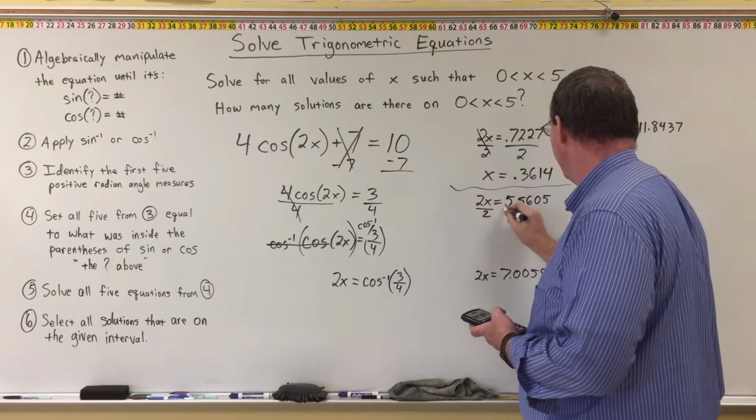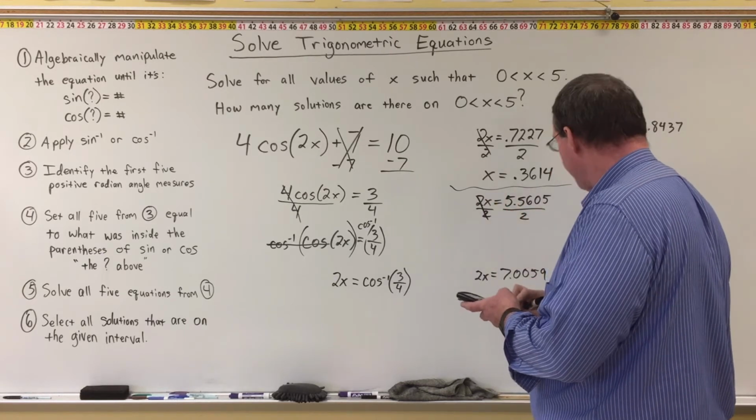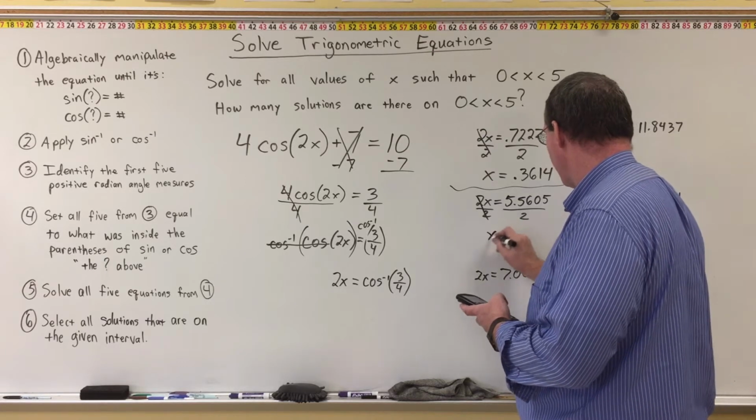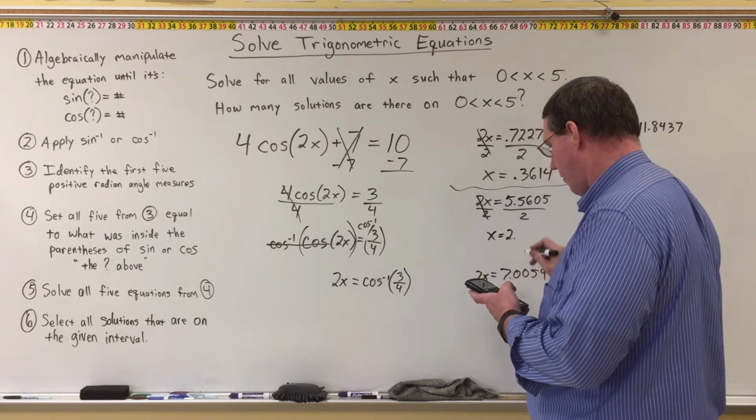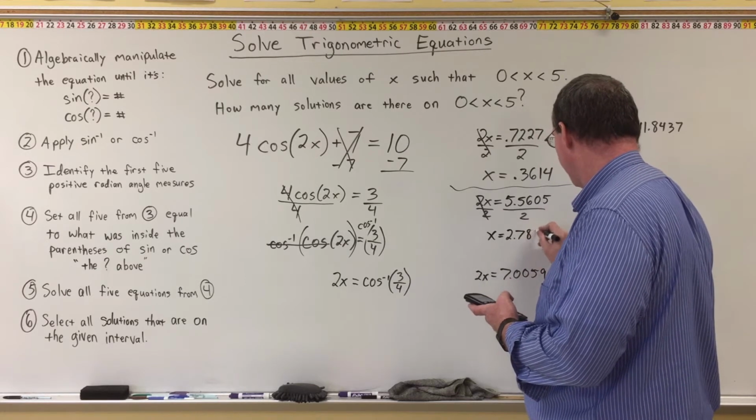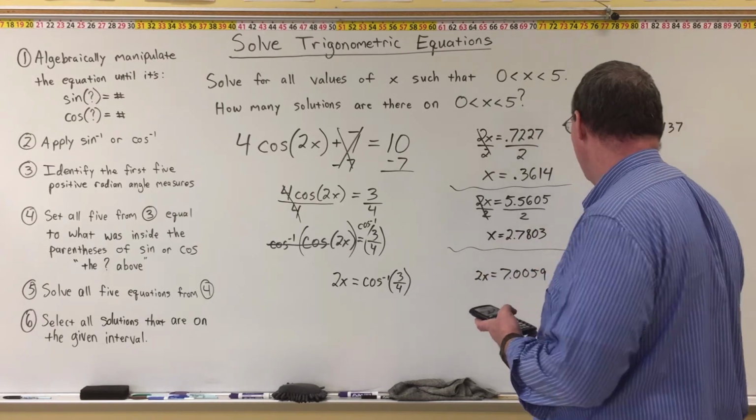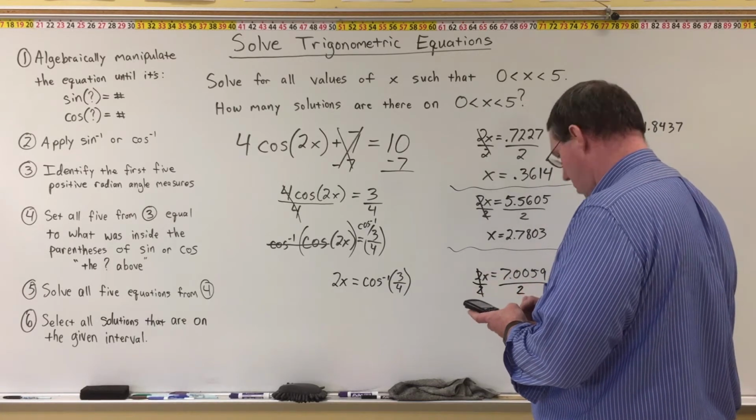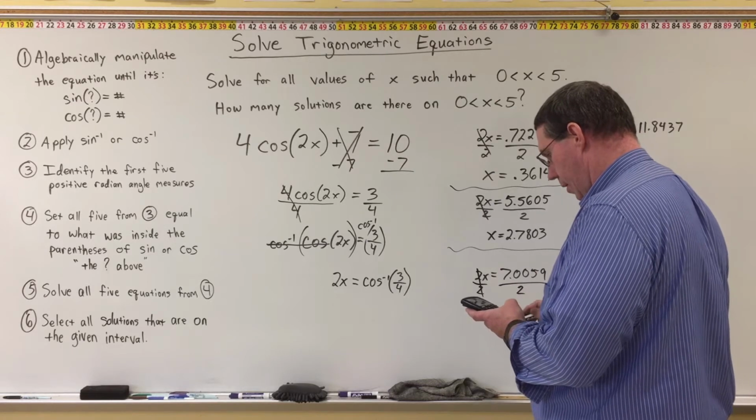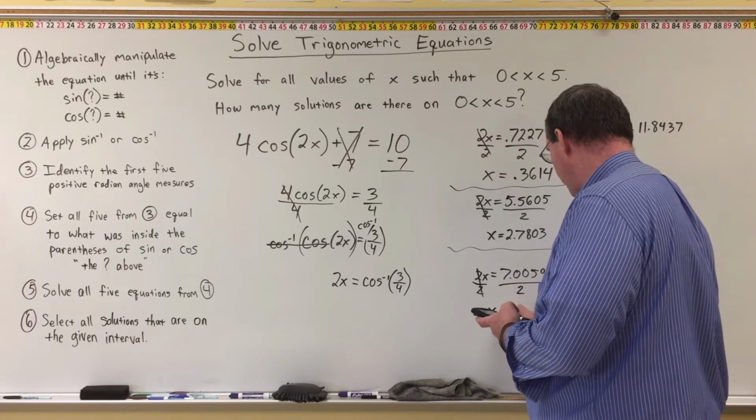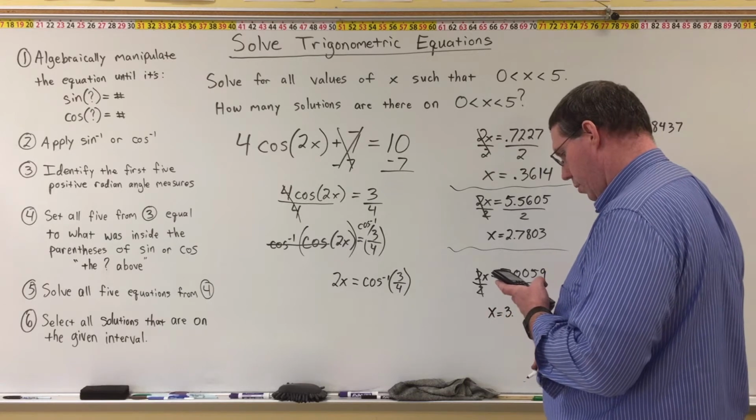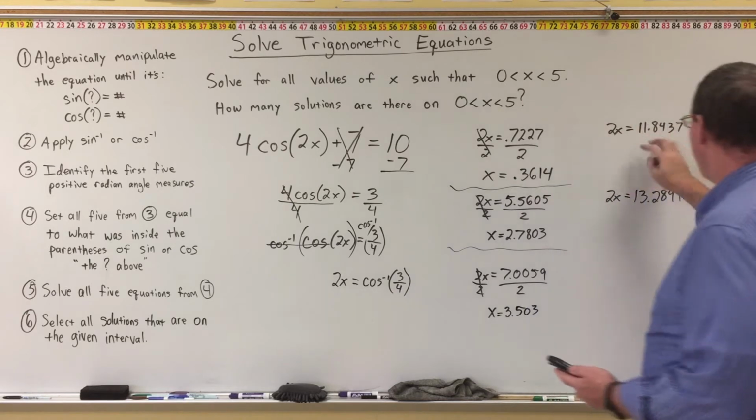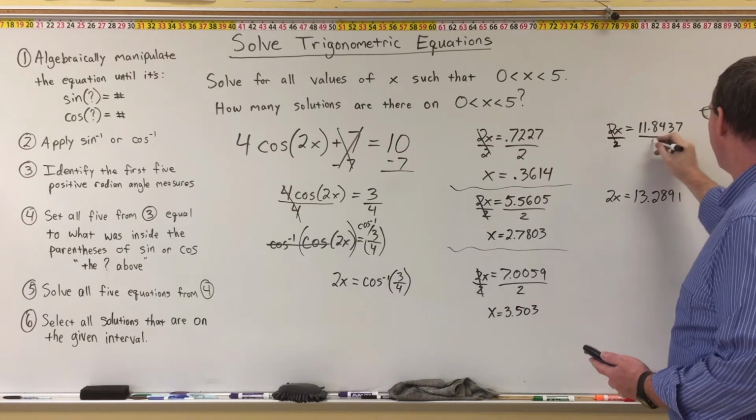Second one, divide by 2, cancel. 5.5605 divided by 2 gives us x equals 2.7803. That's the second one. Now this one, divide by 2, cancel, divide by 2, 7.0059 divided by 2 gives us x equals 3.503.